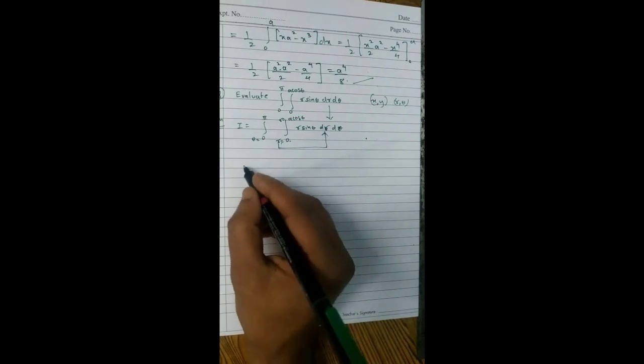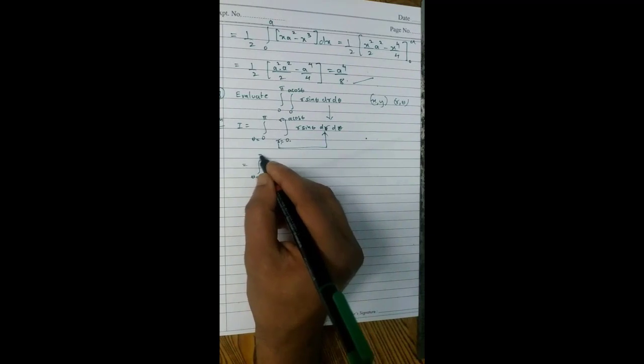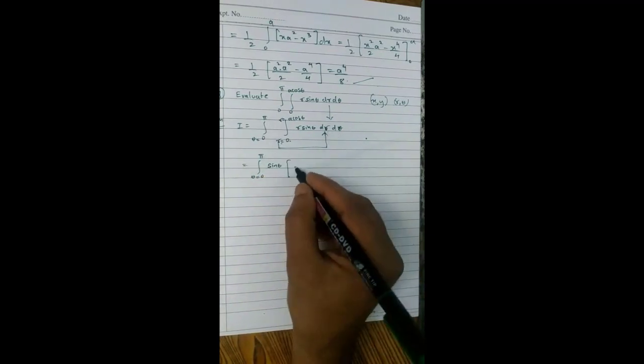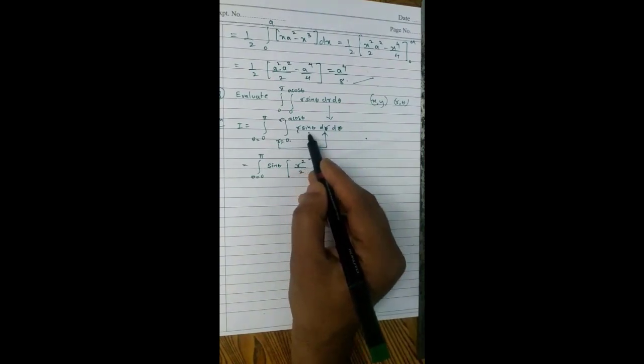So when you evaluate this, you get the integration from 0 to pi of sin theta outside, and with respect to dr, this turns out to be r square divided by 2, this r.